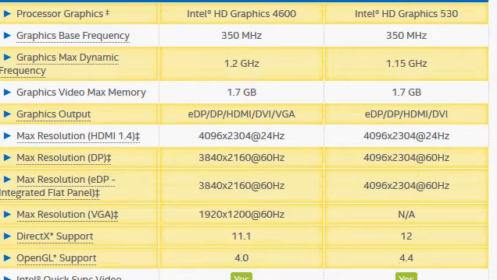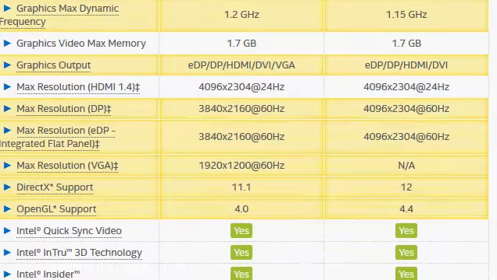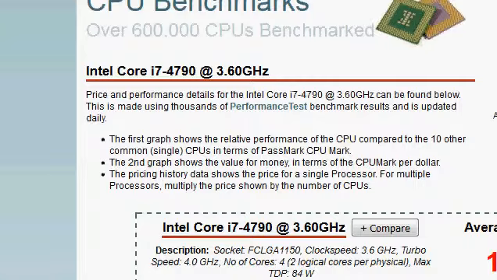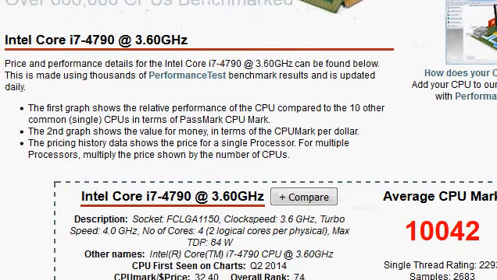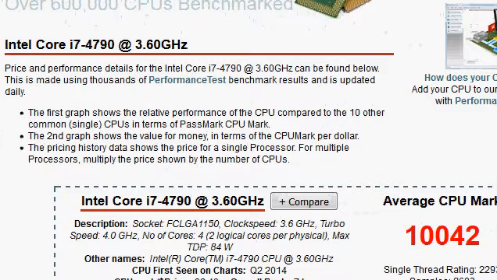We do have some improvement in graphics support. It looks like Skylake has slightly higher support for the max resolution it can support for the display. It's good for 4K displays and things like that. So let's take a look at the benchmark score. At the end of the day, all of us want to know what that number is.